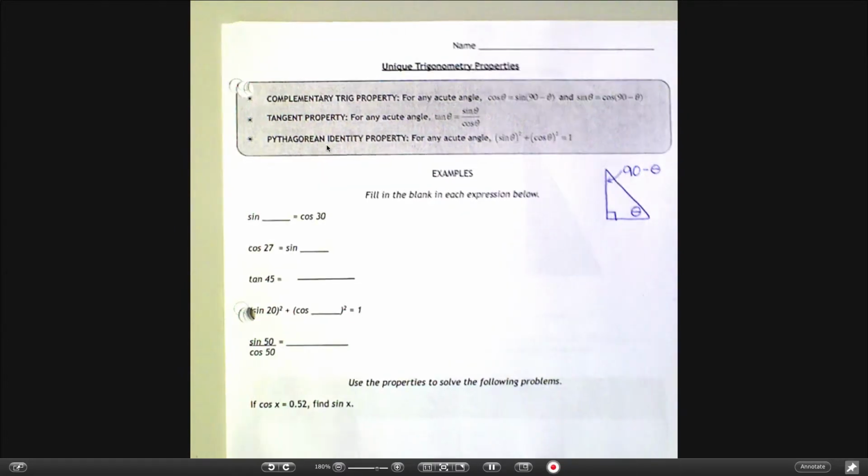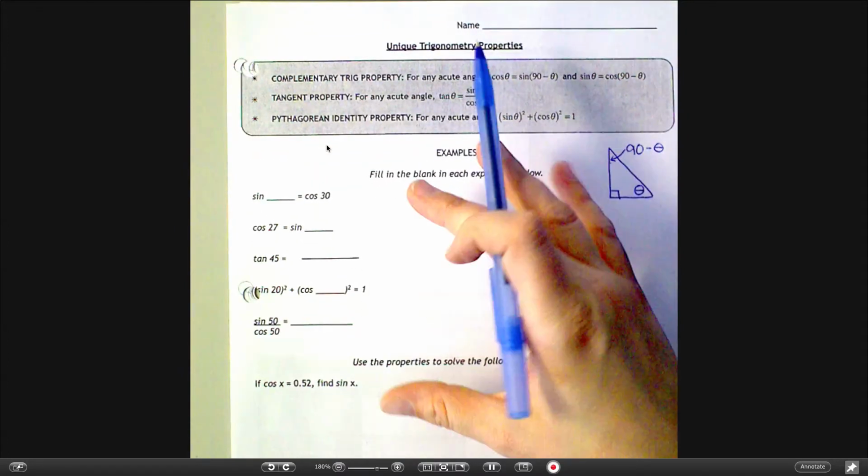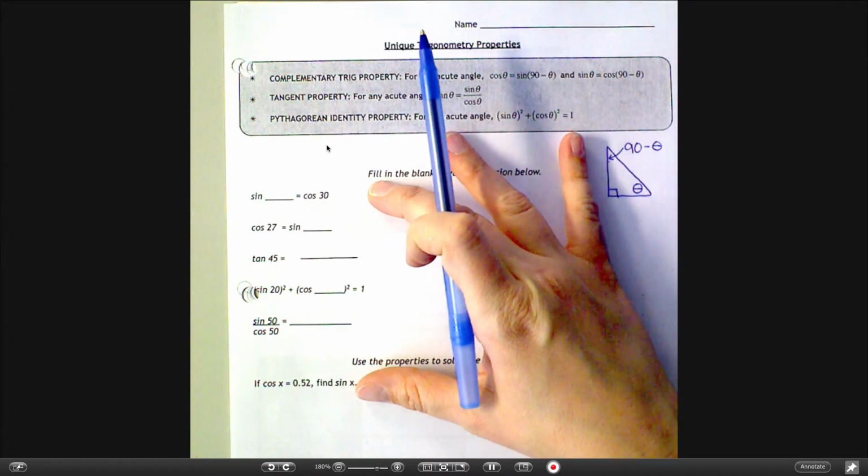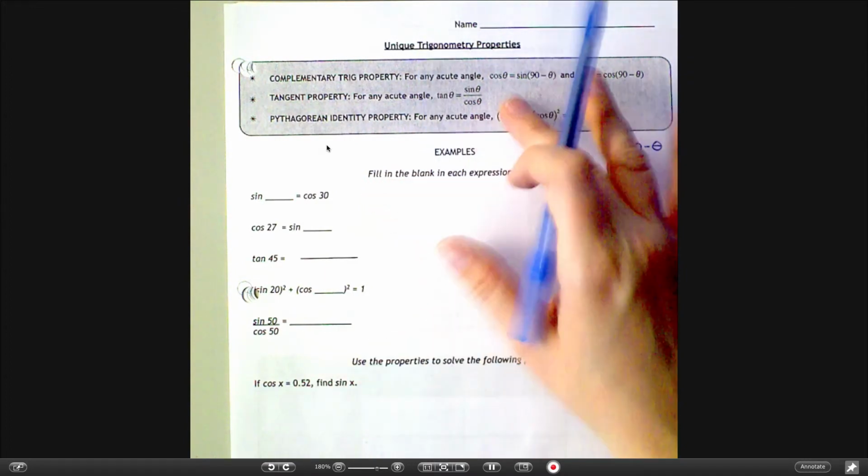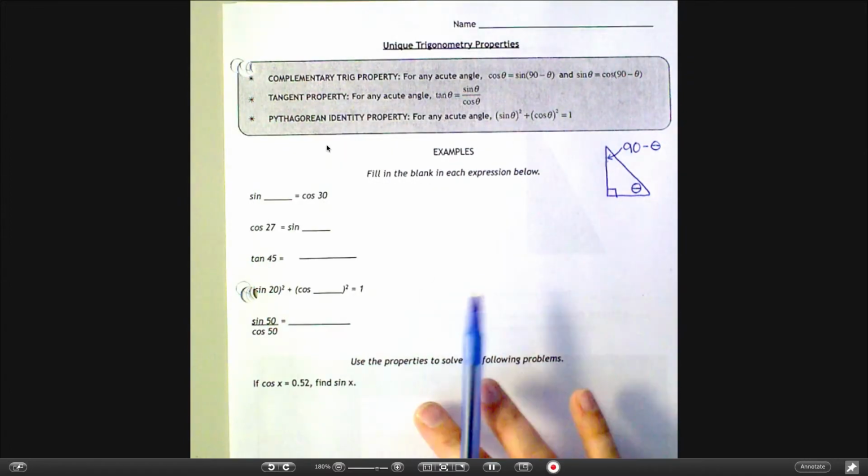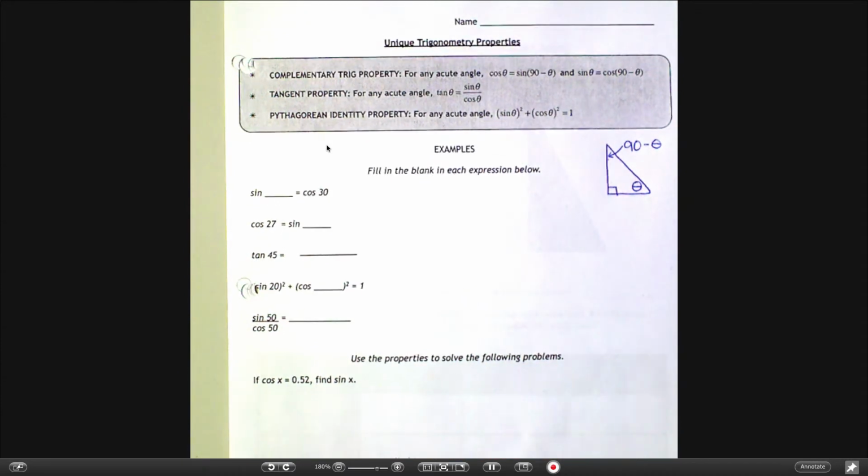So now, this first set, these are sort of the easy examples here. This is where you're just kind of filling in blanks with different angles based on the properties. And then we're going to do some more heavy-duty solving down on the bottom.